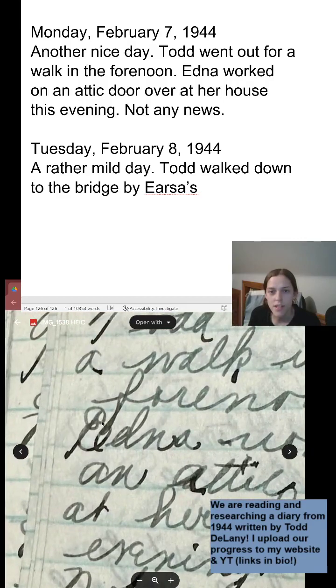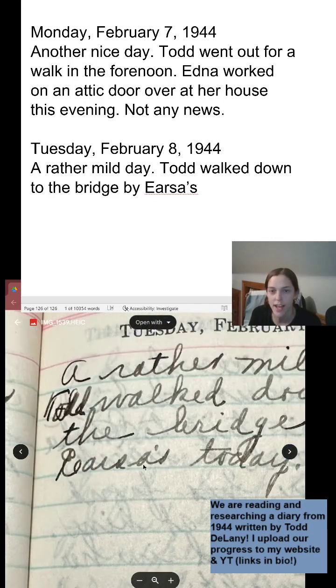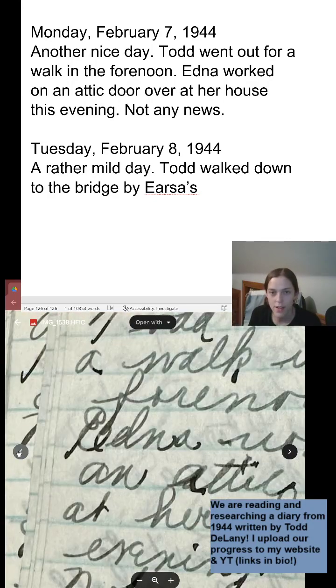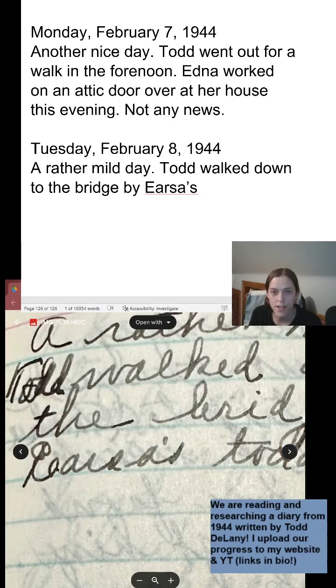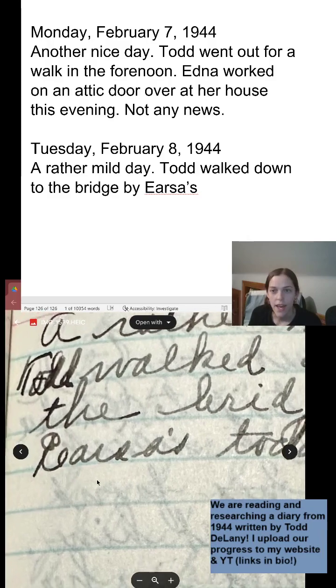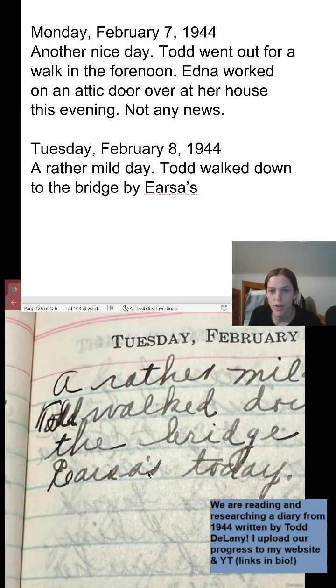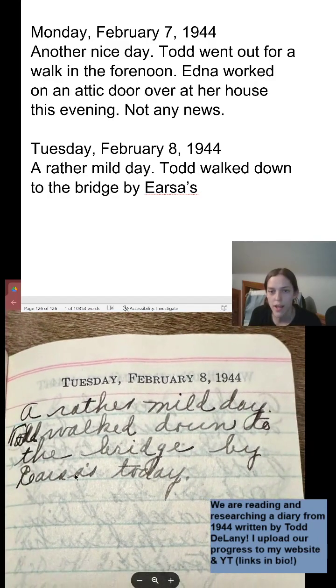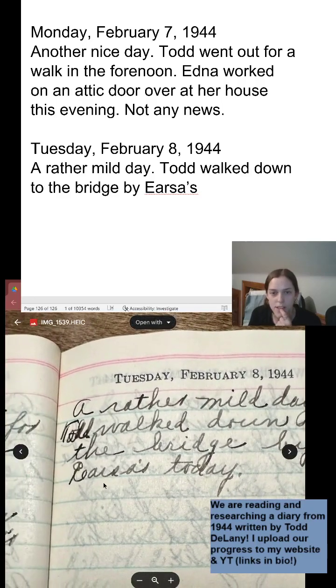So see the E on Edna? That clearly says Edna. So the next page does not say Edna. But I feel like, let me go back and forth, E, E. I feel like it's an E, definitely. And so he's talking about going to the bridge by this person's house.